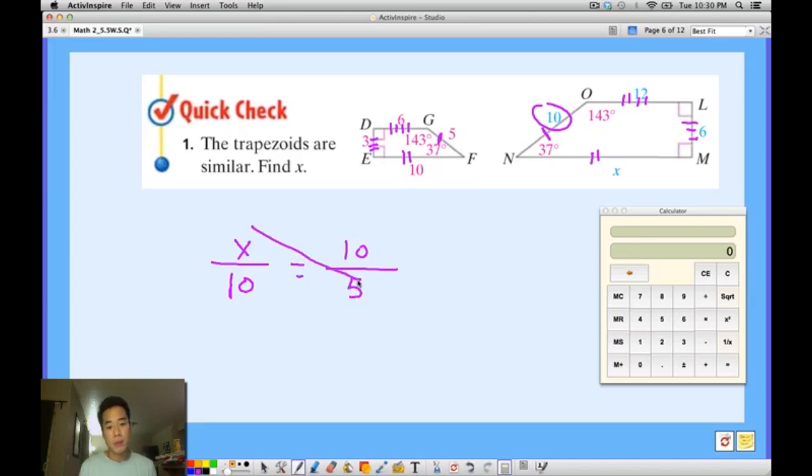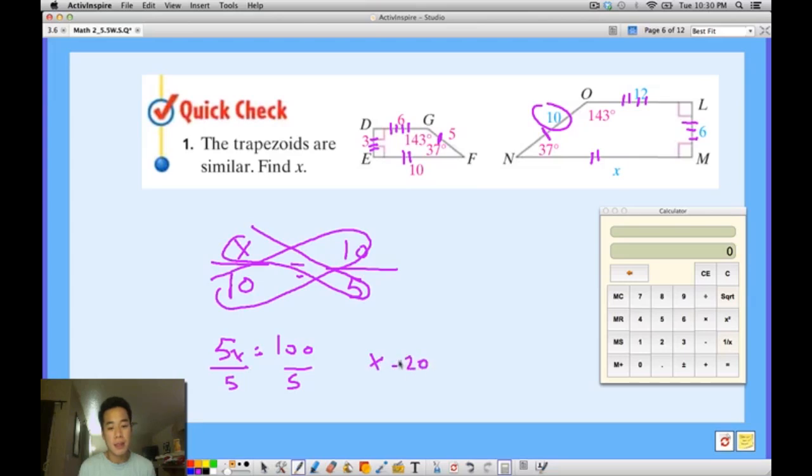From here, cross multiply. 5 times x is 5x, equals, I know that 10 times 10 is 100. I know that I just need to divide both sides by 5. I get my missing side is 20. Okay, again, I highly encourage you to pause this video right now and maybe try x over 10 with another proportion to see if you get the same answer. If you do, you know that they're similar figures.